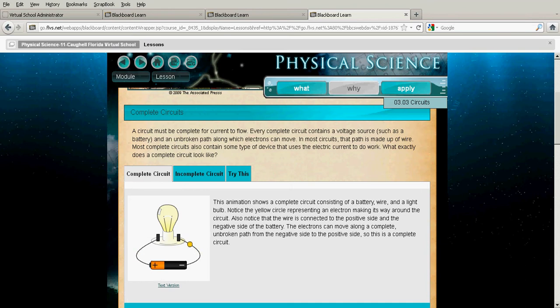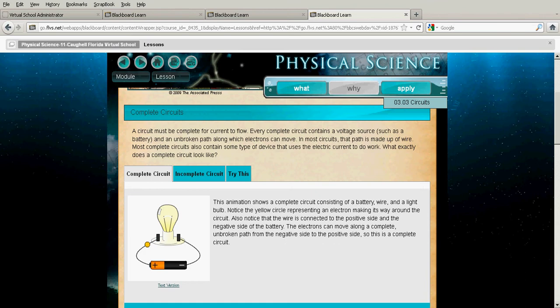The circuit must be complete in order for the current to flow. Every complete circuit contains a voltage source, like a battery, an unbroken path which the electrons can move through, and most of the time the path is of wire because wire is a really great conductor, so the electrons flow easily through there. And they also have some kind of device that uses the electric current to do work, otherwise there would be no point in just flowing electricity for no reason.